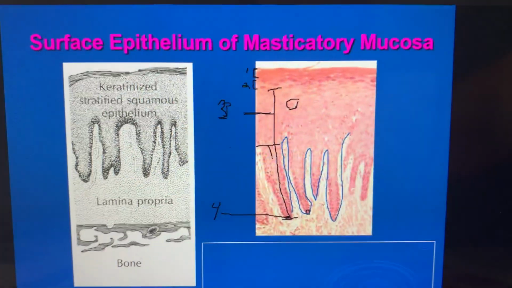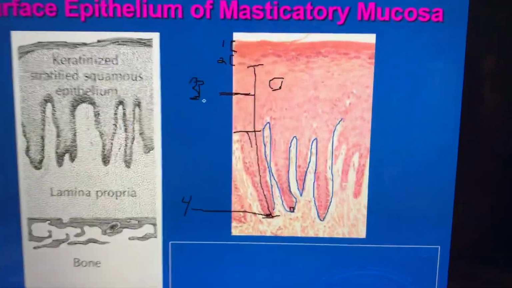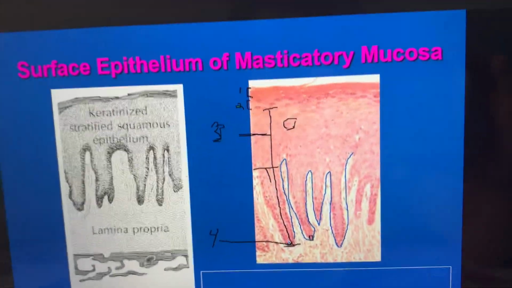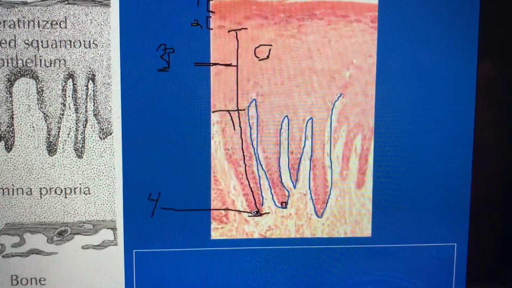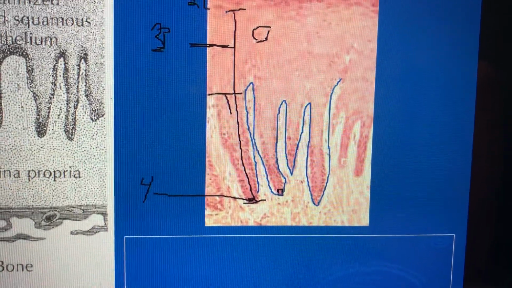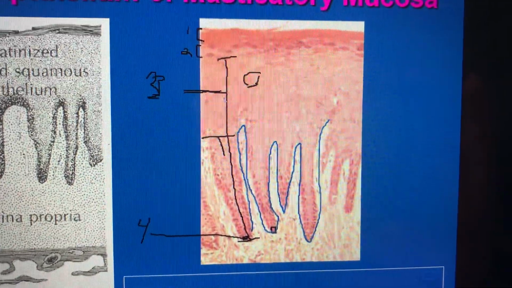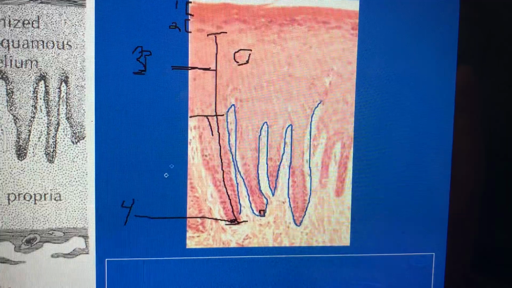What did you say number 3 was again? The spinous layer. Okay, thank you. It includes everything except that very single layer at the bottom, because that's a basal cell. And then all along that bar is the spinous layer.